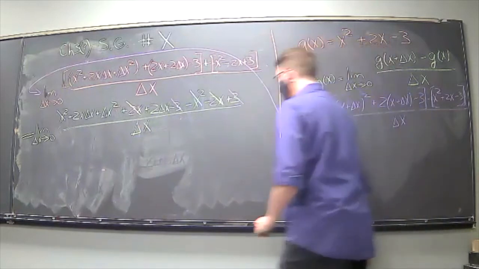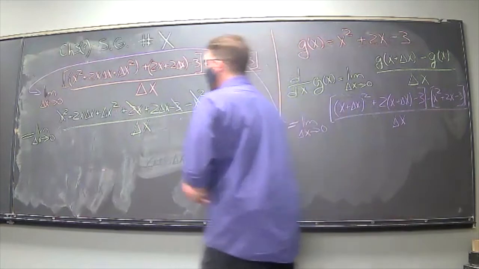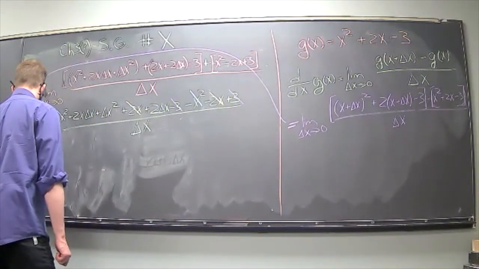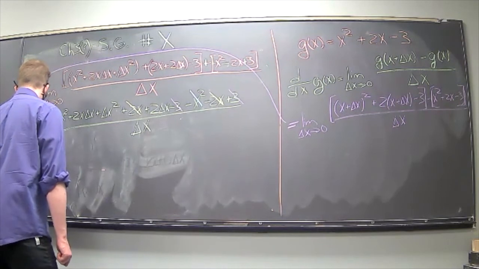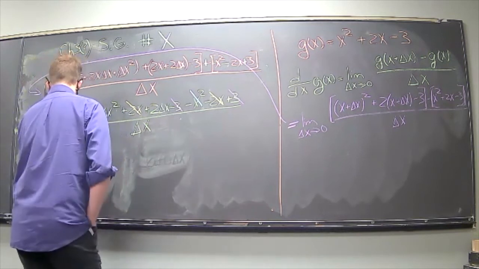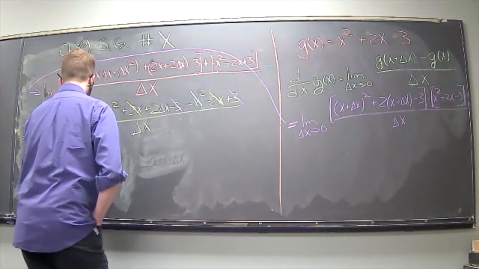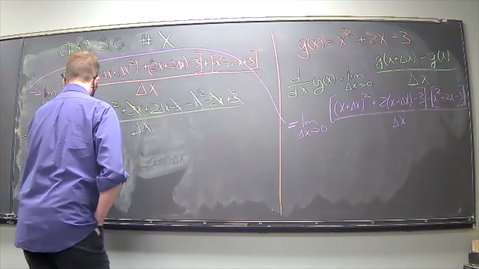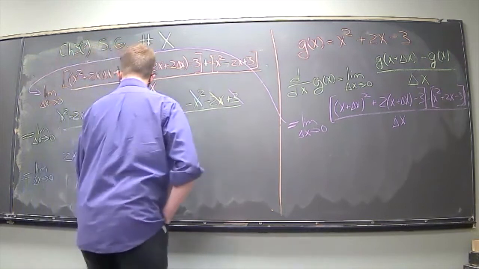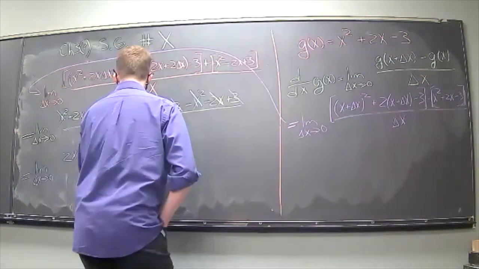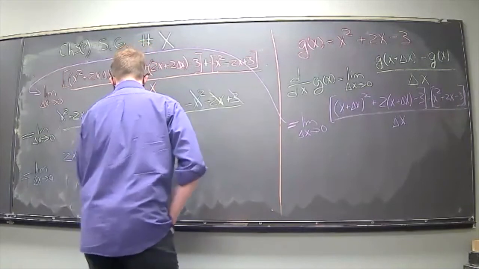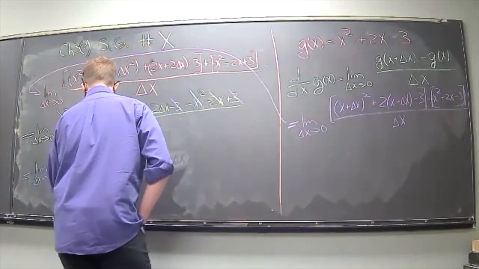So now what we've got is something a lot more manageable. It's the limit as delta x goes to 0 of 2x delta x plus delta x squared plus 2 delta x, and that's it, all divided by delta x.